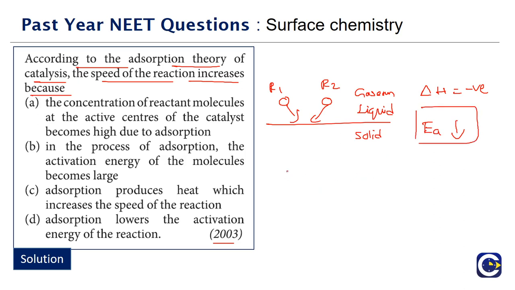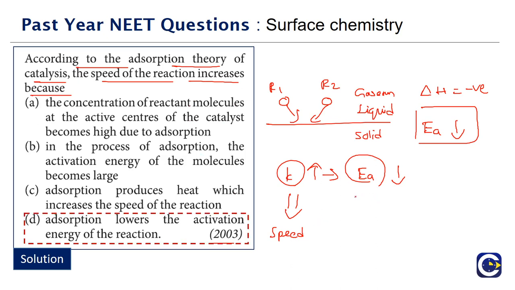The rate constant of every chemical reaction will depend upon the activation energy. So if the activation energy is lowered, rate constant will be increasing, and increase in rate constant will result in speeding up of the chemical reaction. So the adsorption theory of catalysis will justify the speed of chemical reaction based on the lowering of activation energy of the reaction. So the correct answer is option D.